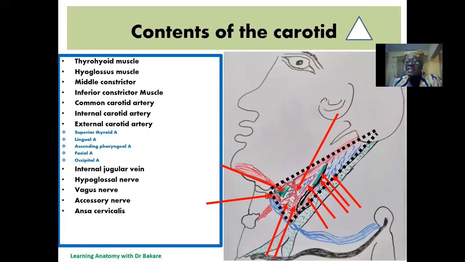Then we have the ansa cervicalis. The ansa cervicalis is like a loop that is from the cervical plexus, and this is also seen within the carotid triangle. Then we have the deep cervical lymph nodes.